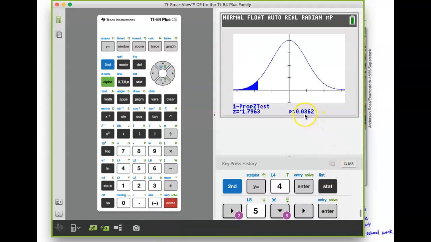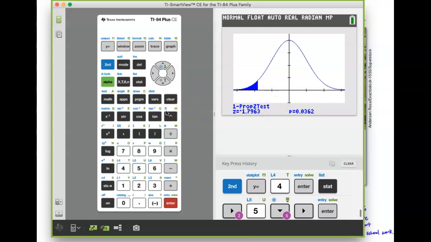There we go. And it gives us our p-value right there, and it gives us our test statistic that we had calculated by hand. So the p-value is 0.0362. The test statistic is 1.7963. You can see it shading the area that I shaded in our diagram. And that's it.